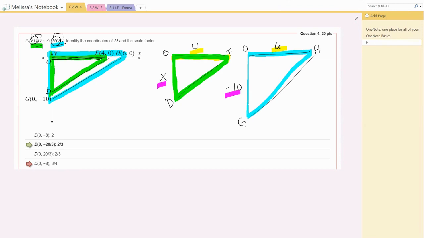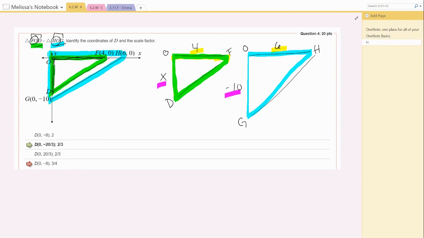And then going down, the green one is the one we're trying to find. DO is what we're trying to find, so I labeled that X. And then OG is -10. Since it goes in the negative direction, that's why it's -10. I know normally for sides of triangles, we can never have a negative value, but since we're dealing with a coordinate plane here, we're going to keep that as a negative.